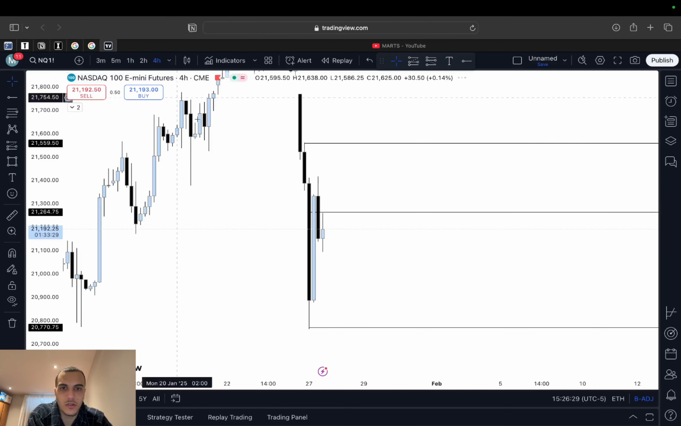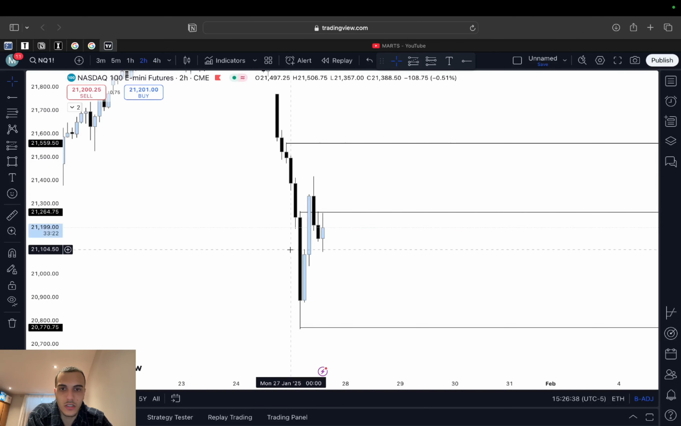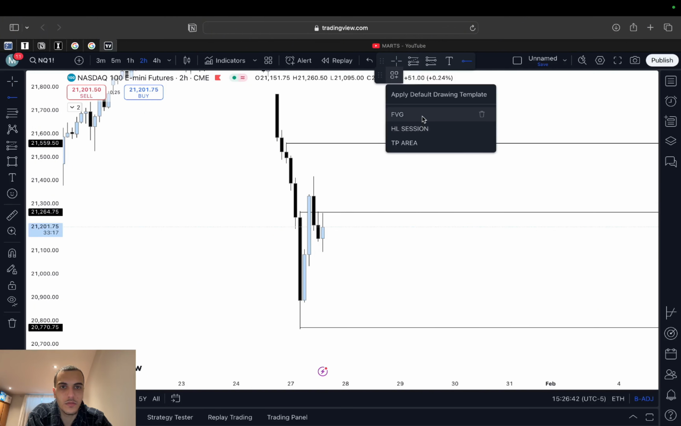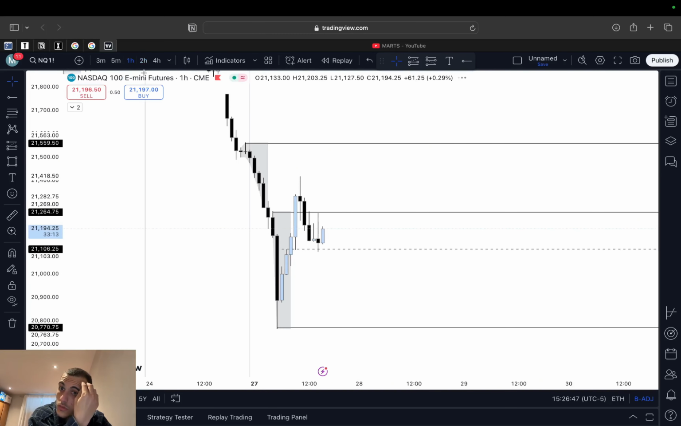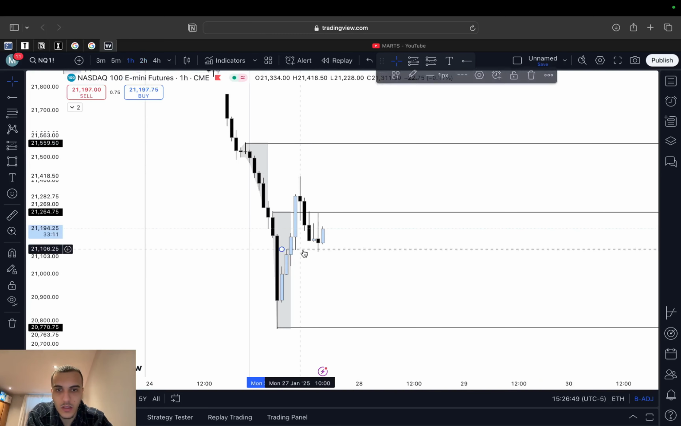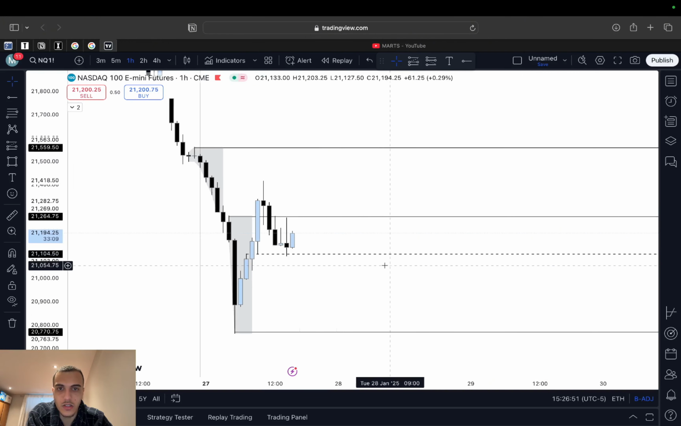So I go on the 4 hour. I saw this fair value gap right there, but since I'm bullish, I didn't mark it. So then I scaled down to the 2 hour. I saw this one, marked it up, fair value gap. Then scale down to the 1 hour. Right there we can see I adjusted it.